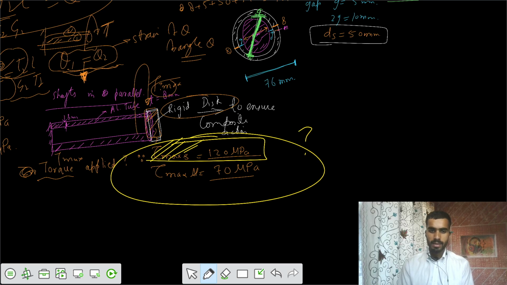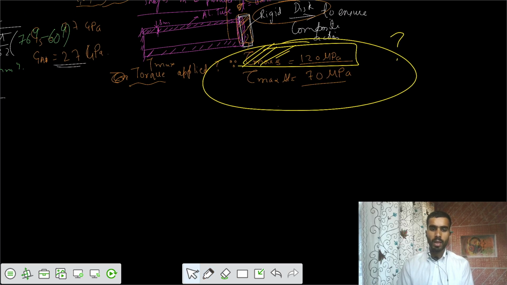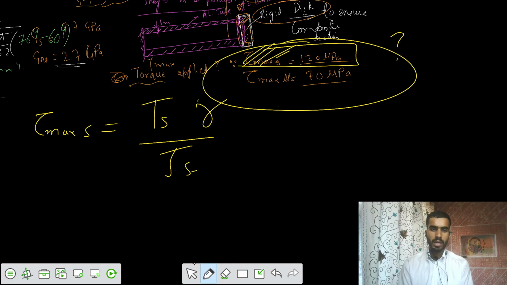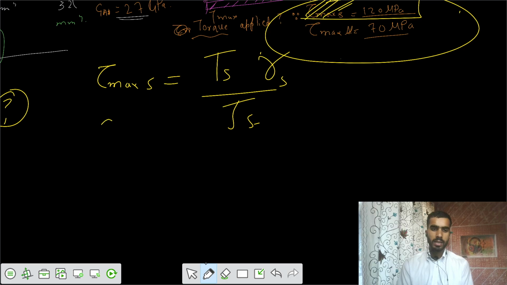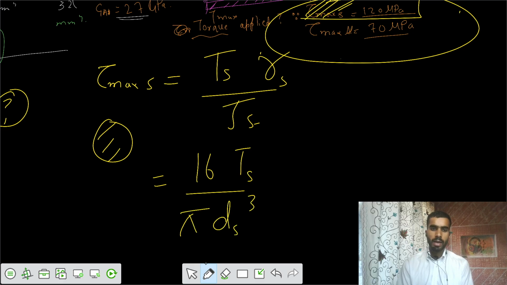So tau max in the steel says the maximum shear stress you can allow in the steel. That would be equal to TR by J in the steel. Isn't it this equation? And for the solid steel section, we can write the equation 16 TS by pi d cube. Can I write this equation?